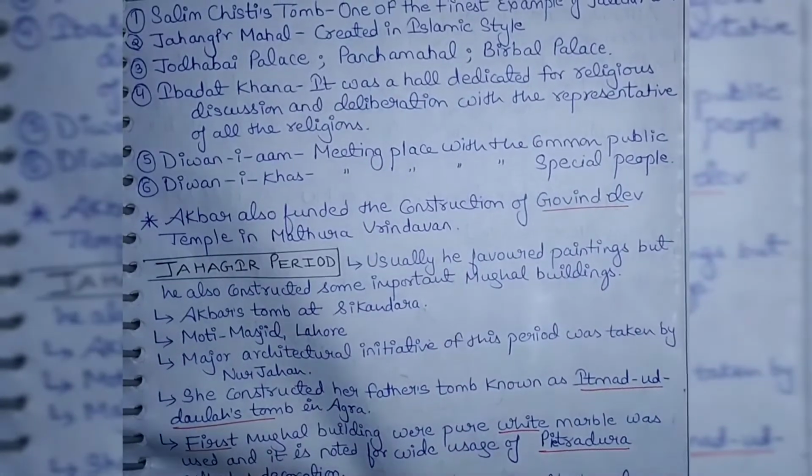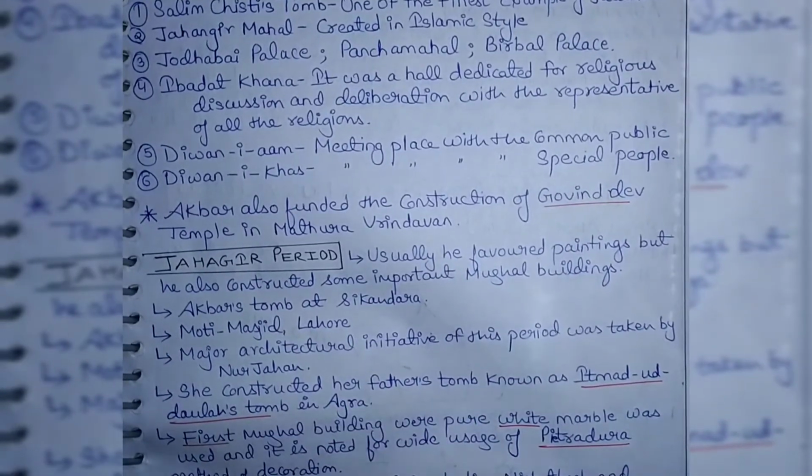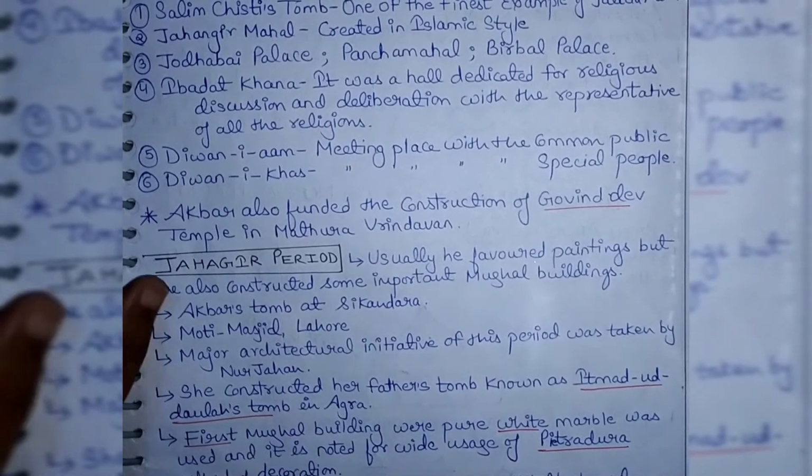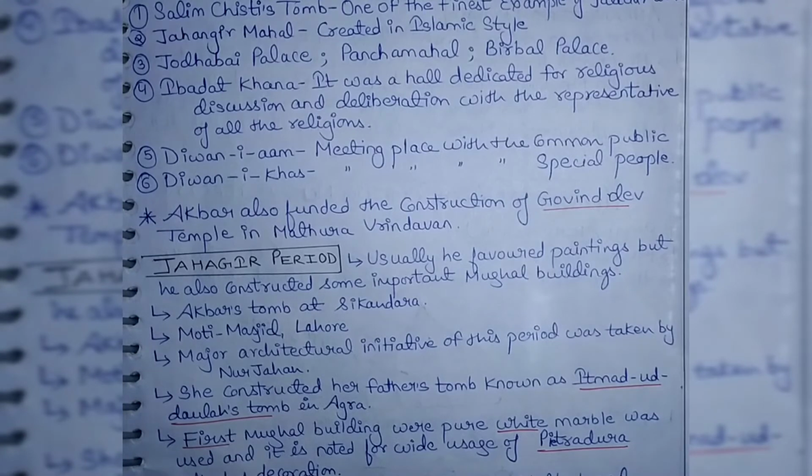One is Salim Chishti's tomb. It is one of the finest examples of Jali work. Second is the Jahangir Mahal, which was created in Islamic style. Next are Jodhabai Palace, Panch Mahal, Birbal Palace, all these.